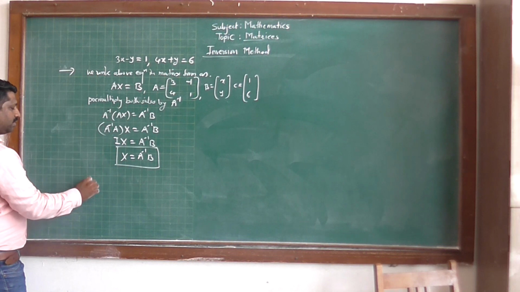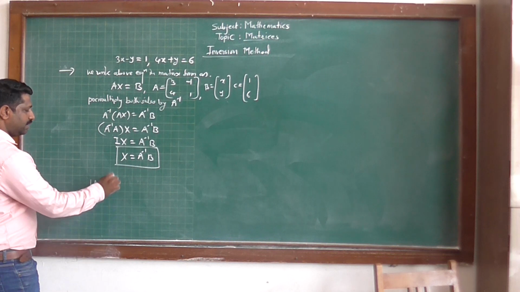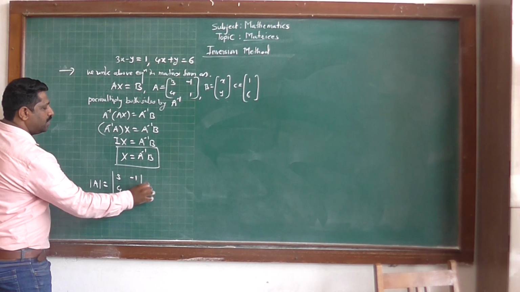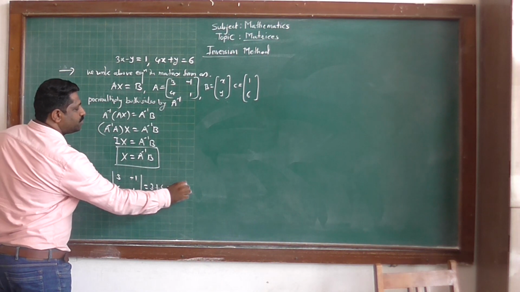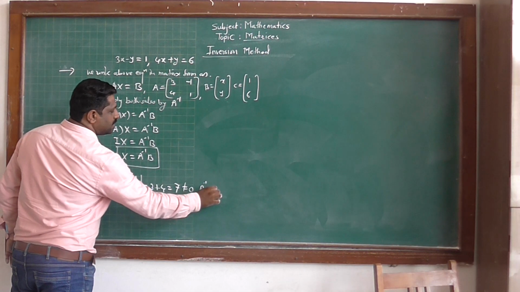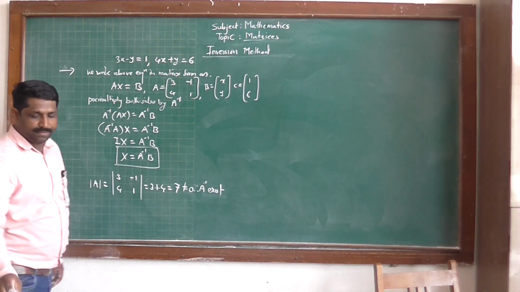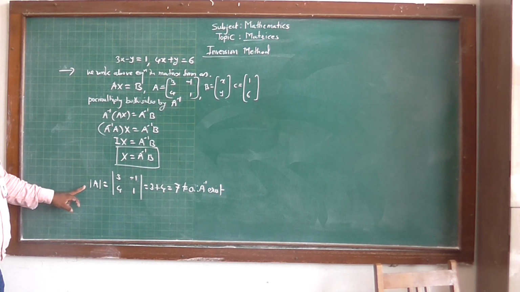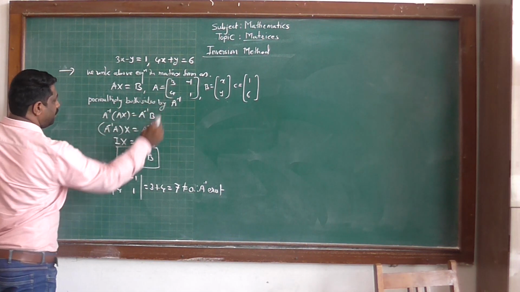Now for that, we find the determinant value of A, that is here 3 minus 1 4 1. So 3 minus of minus 4, that is plus 4, which is equal to 7, not equal to 0. Therefore A inverse exists. Now we find the cofactor of each element.